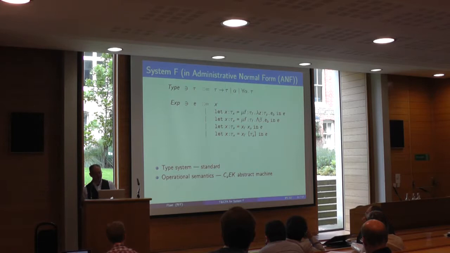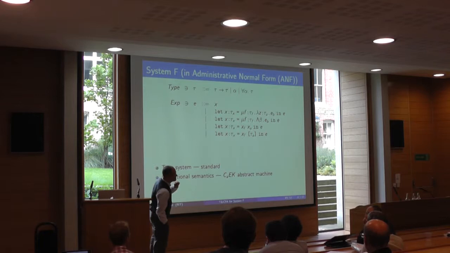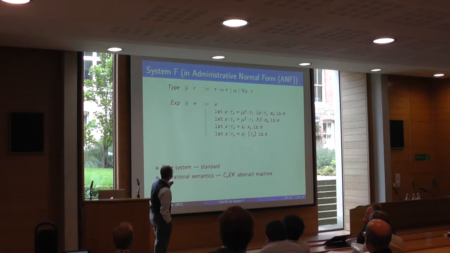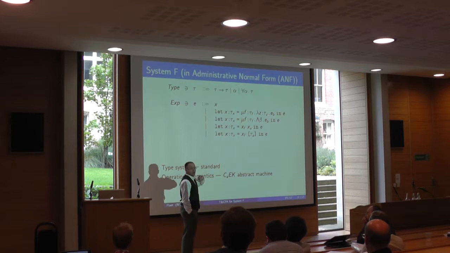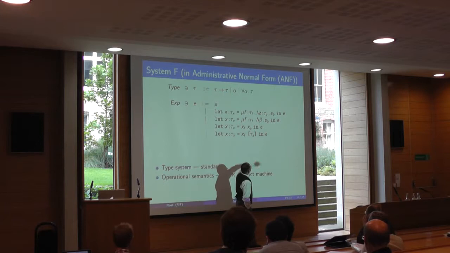Question about that. Why isn't the recursive new type part of the type syntax? So I don't have recursive types. This is a recursive function. Oh, F is recursive. Yeah, so F is the function itself, in my name, inside the body. Yeah. So think of this as a recursive function.